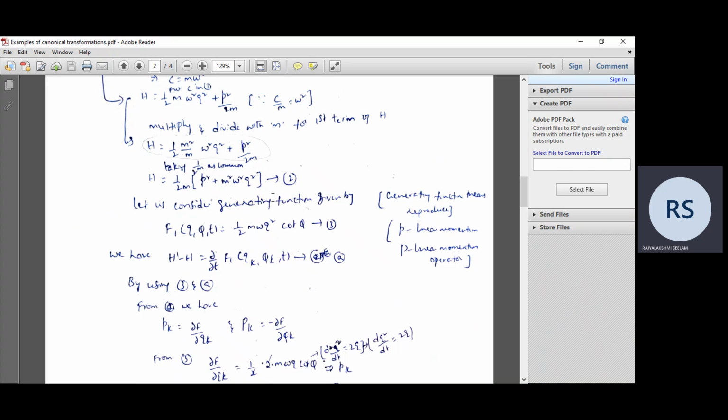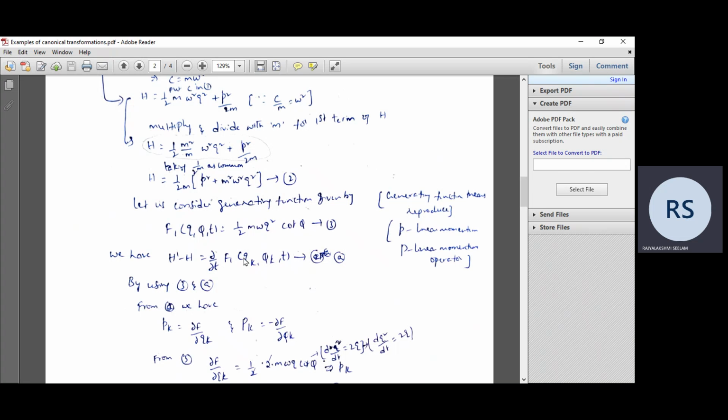Now let us consider the generating function, which is given by F1 of small q, capital Q, t, which equals half m omega q square cot Q. So this is the generating function F1 of q, Q, t equals half m omega q square cot Q. So we have H' minus H equals dou by dou t of F1 of small q_k, capital Q_K, t. Let it be equation number A.